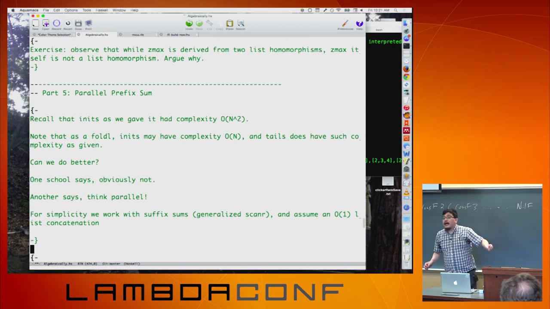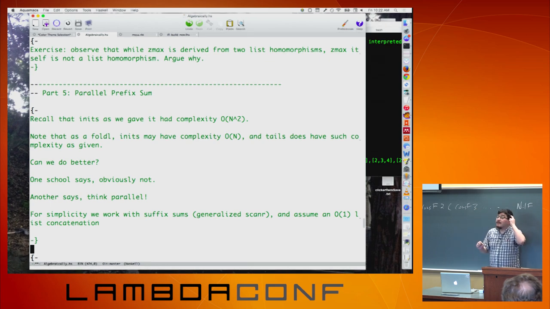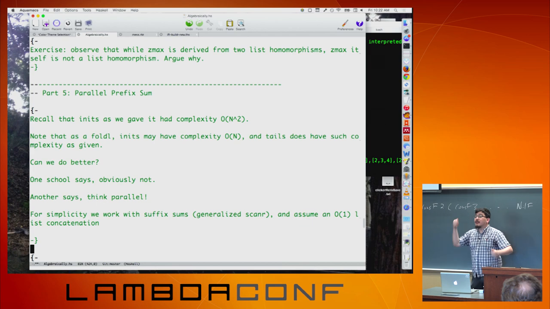The claim is, what if I gave you as many processors as you wanted with free communication between them? I can do this in O(log n). To me, it is the first non-trivial example of a computation that appears innately sequential, but when you hammer it with the right tools, it turns out to be actually very parallel and subject to parallel decomposition.